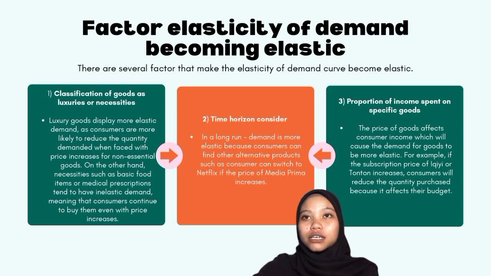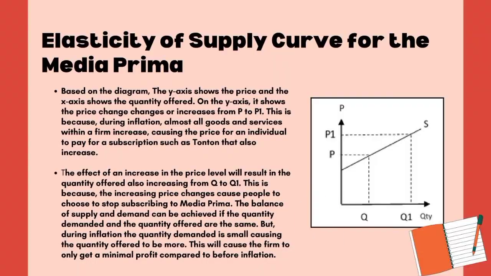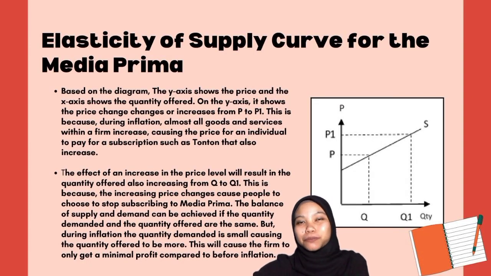Second, time horizon considered. In the long run, demand is more elastic because consumers can find alternative products, such as switching to Netflix if the price of Media Prima increases. Third, proportion of income spent on specific goods. The price of goods affects consumers, which will cause the demand for goods to be more elastic. For example, if the subscription price of Tonton increases, consumers will reduce the quantity purchased because it affects their budget. Next, elasticity of supply curve for Media Prima.